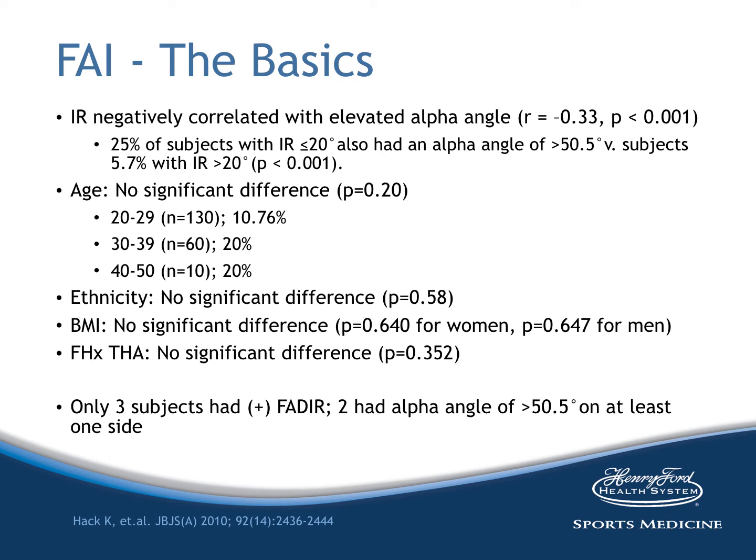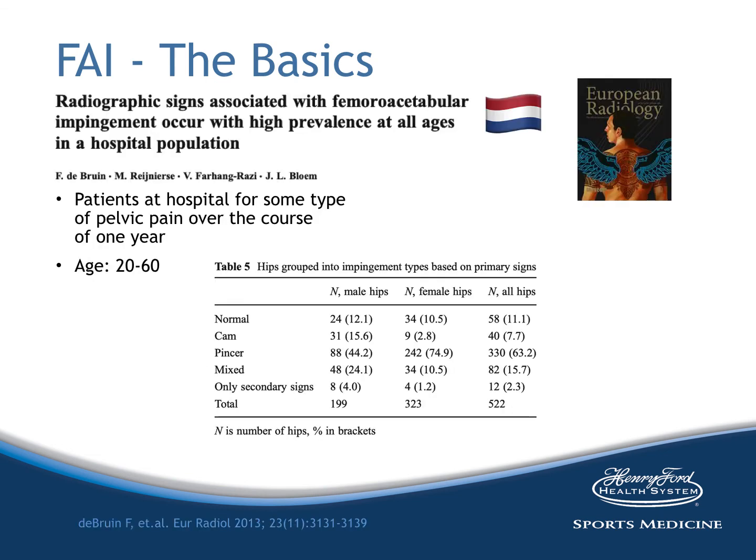There is no significant difference based on age or ethnicity. BMI also showed no significant difference. A family history of total hip arthroplasty was also looked at, and this showed no significant difference as well. Interestingly, only 3 of the patients had a positive FADIR test. So again, a high alpha angle is not unusual and certainly more common in men than in women.